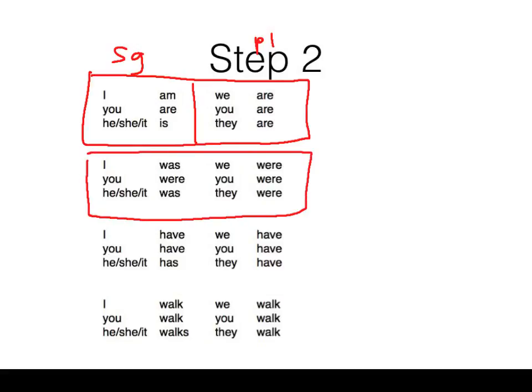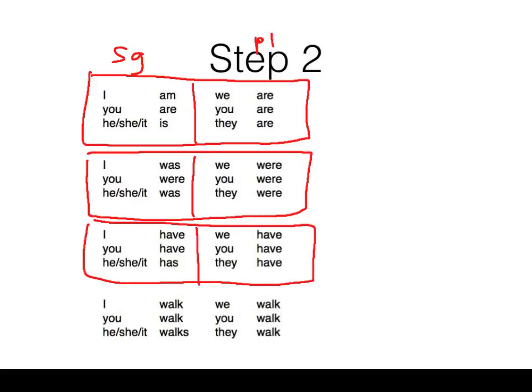And you need to learn I was, you were, he, she, it was, we were, you were, they were. And I have, you have, he, she, it has, we have, you have, they have. And the following here goes for all the verbs.